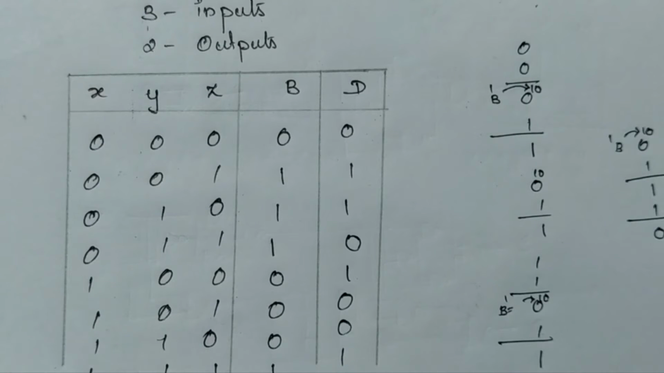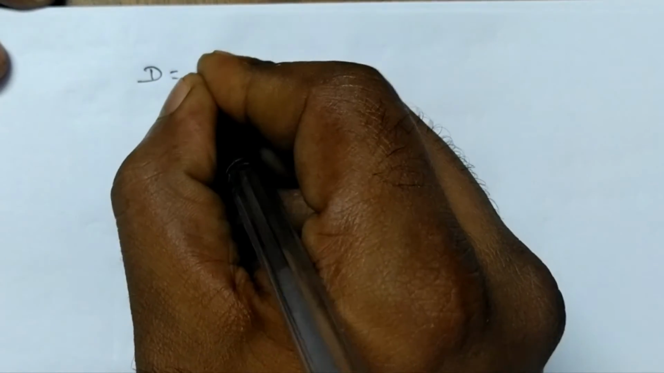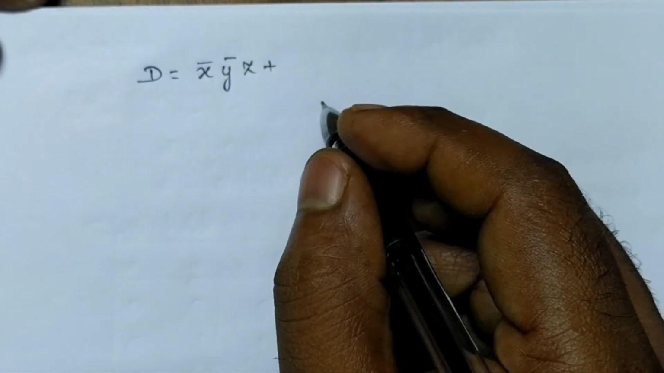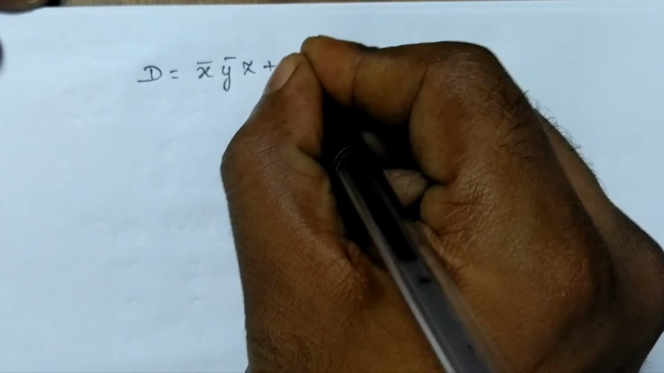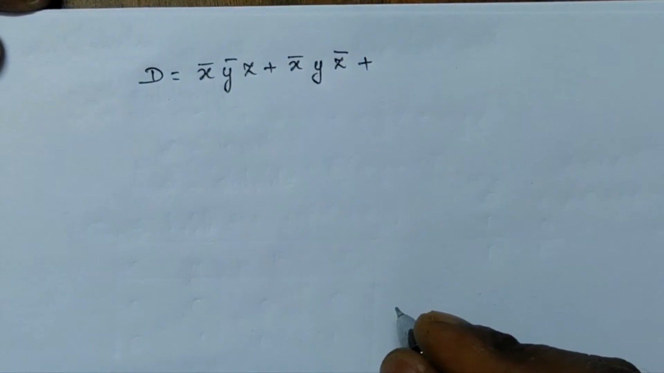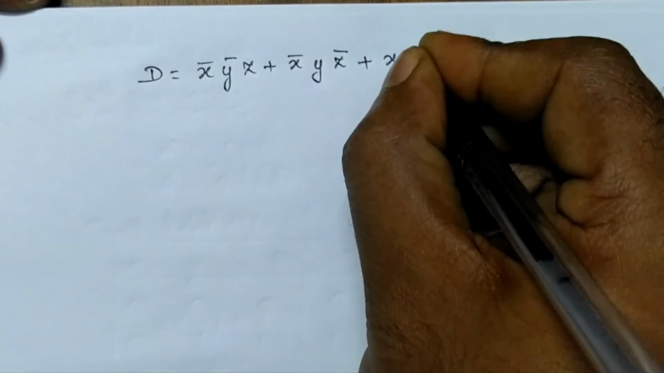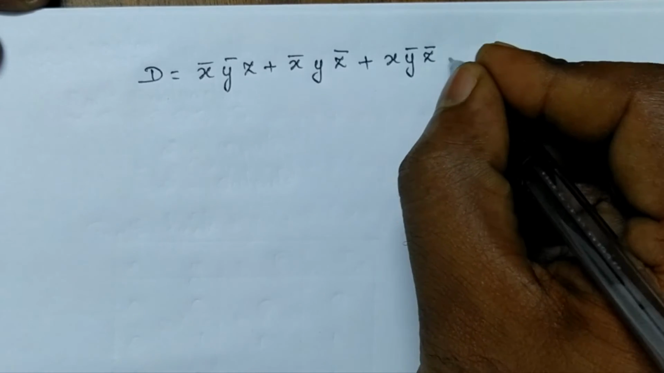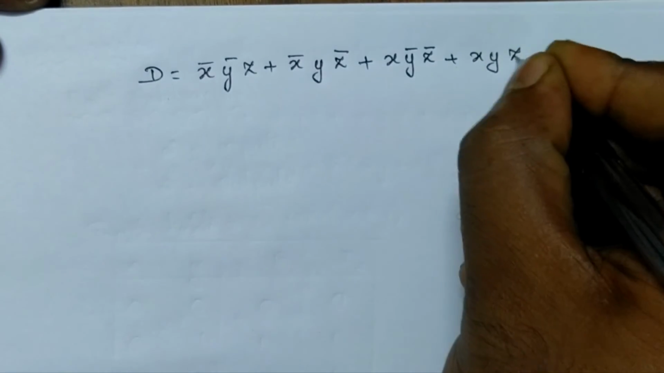Now we will go for the sum of product representation for both difference and borrow. Therefore difference is equal to x bar y bar z plus x bar y z bar plus x y bar z bar plus x y z.